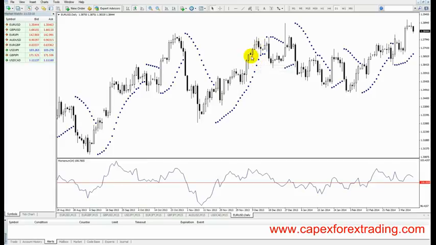So if we were trading this uptrend here, for example, we would get out at this point here. As we said, it just gives you that little bit of extra room to generate that extra profit, which is always great. Okay, so that concludes this lesson.